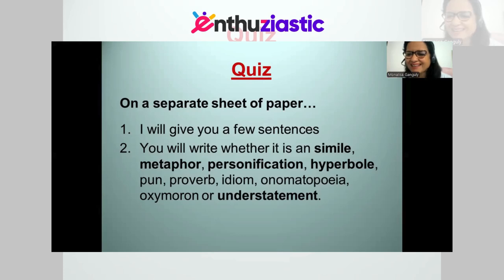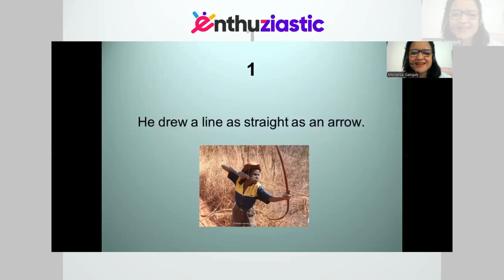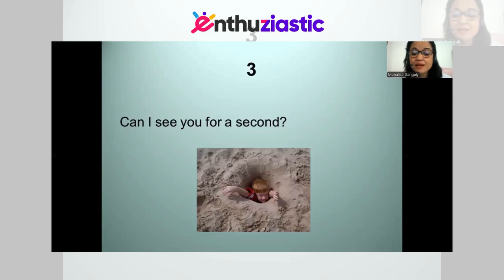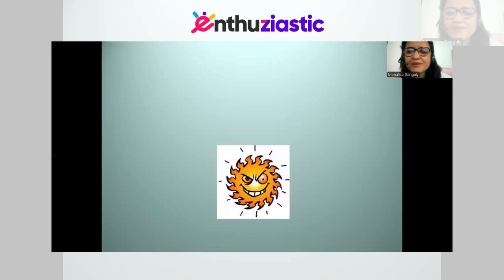Shall we begin? Okay, here comes number 1. He drew a line as straight as an arrow. Anyone? Yes, fantastic. It's a simile. I have missed some of the numbers. Can I see you for a second? What does this mean? That means I want to meet you. I want to talk to you. But why this? Can I meet you for just a second? No. So it is an exaggerated statement. It is a hyperbole.